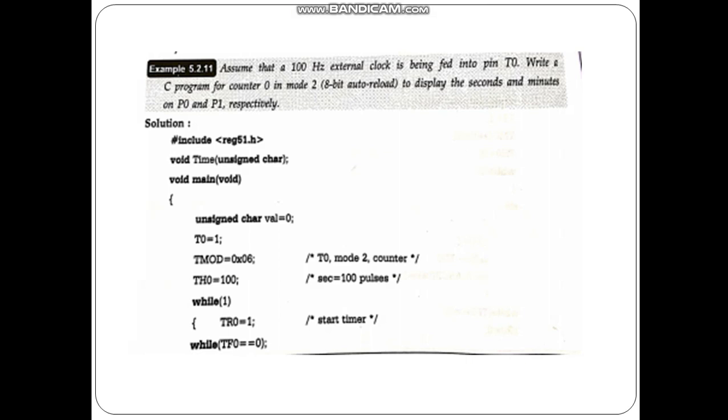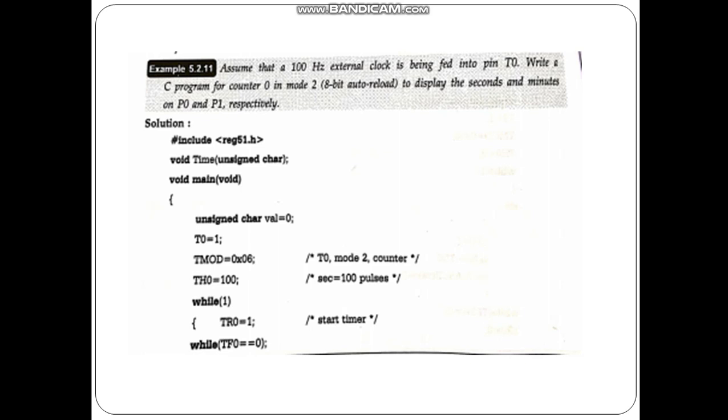Next, assume that a 100 Hz external clock is being fed into pin T0. Write a program for counter 0 in mode 2 to display the seconds and minutes on port 0 and port 1 respectively. As we are writing the program in 8051 C, you need to include the header file #include <reg51.h>.